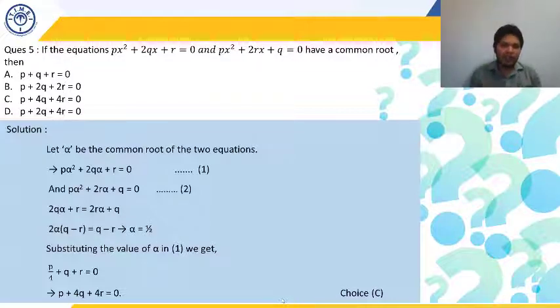So what we have done here is we assumed the common root to be alpha, then plugged in the value of alpha instead of x to get the two equations, then subtracted both equations. The q minus r got cancelled out and we got the value of alpha. Then we plugged that value of alpha in equation 1, and we got our required relation. I hope it is clear to everyone.